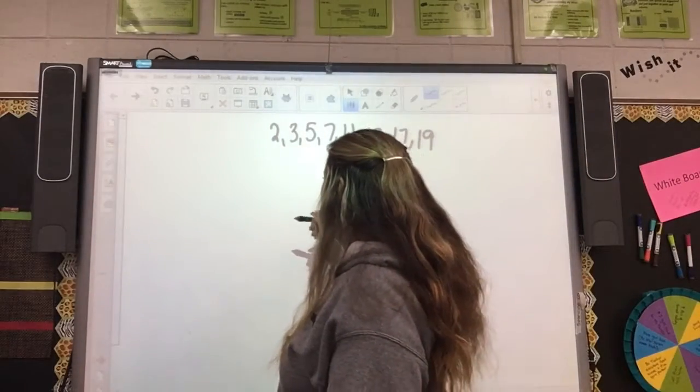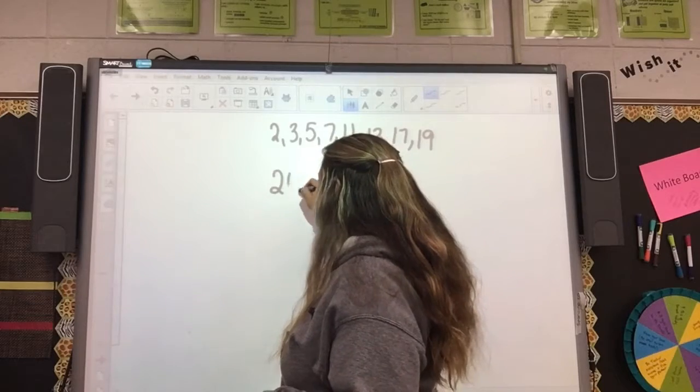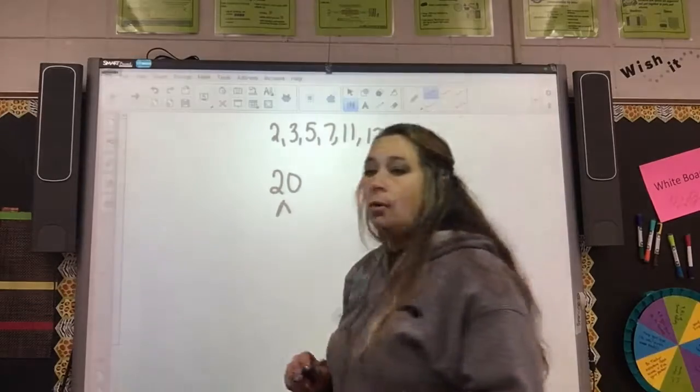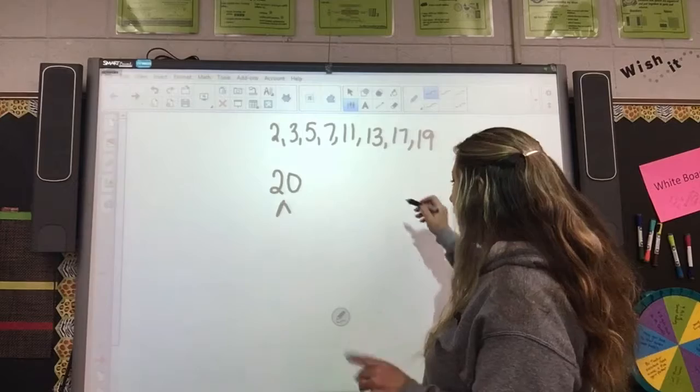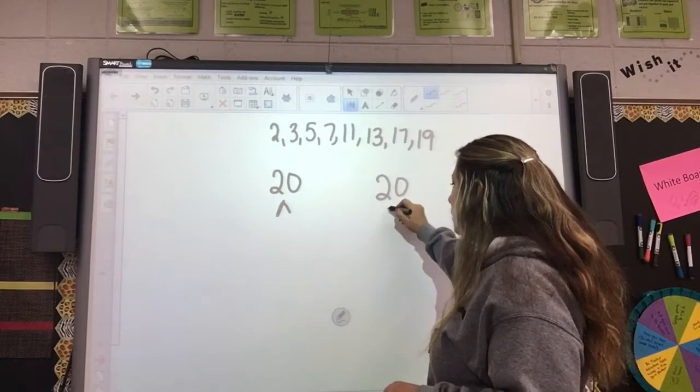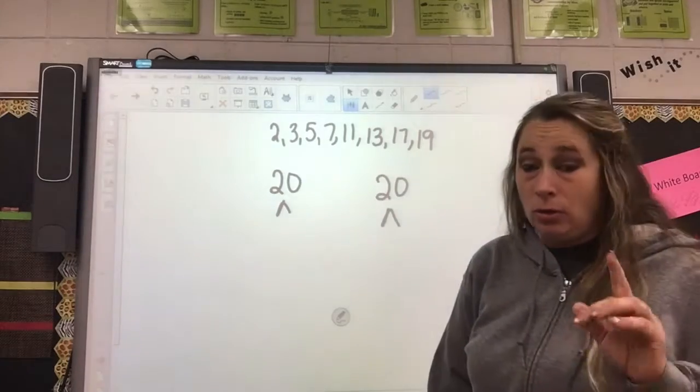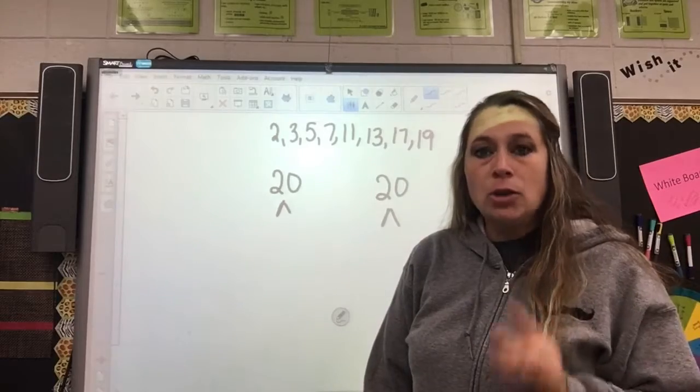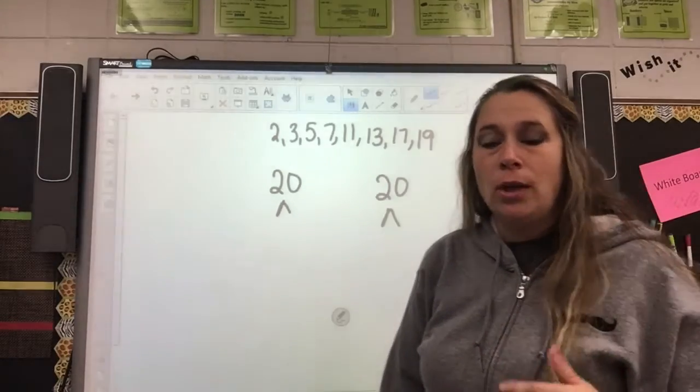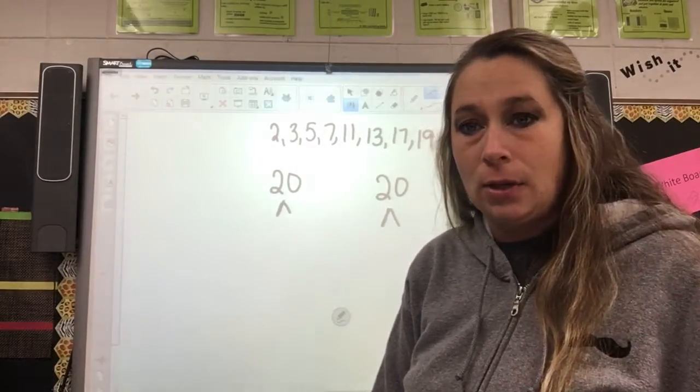Okay, let me give you an example. Let's do 20. Now, you always write the number and then you want to write this little tree. I am going to write it twice because I know that there are two ways to do 20. You only have to do one. But there are two different ways to get there, and I want to show you that no matter which way you do it, you get the same answer.